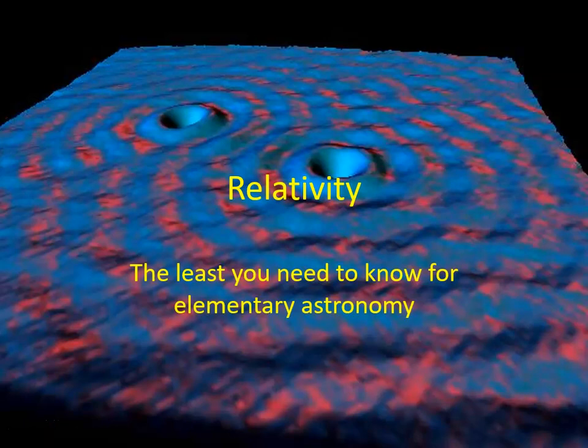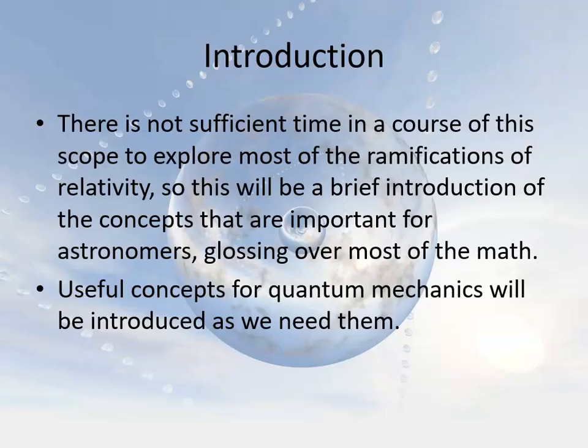Hi everybody, welcome to the start of our Sun and Stars unit. In this video we're going to go over some preliminaries involving relativity that you need to know for astronomy and some of the consequences, even though a lot of them are unrelated to our discussion of sun and stars.